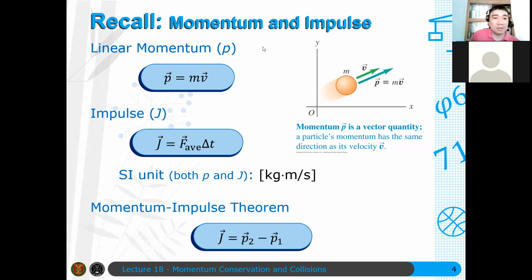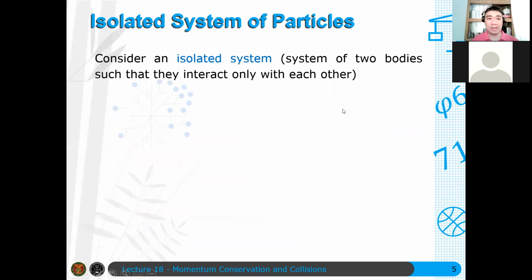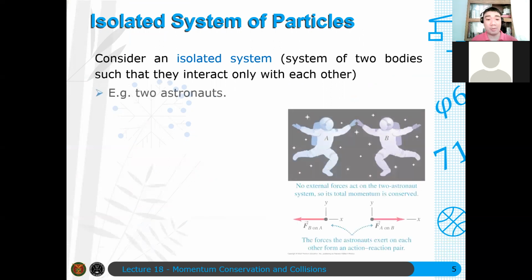Sige. Now, okay, let's consider an isolated system. For the meantime, let's consider an isolated system. Or for example, halimbawa may dalawang astronauts, dalawang astronauts na nasa space. So it means that the gravitational force acting on other bodies is much smaller, that it is negligible compared to the interaction of these two astronauts here. So basically, you have astronauts that are interacting.